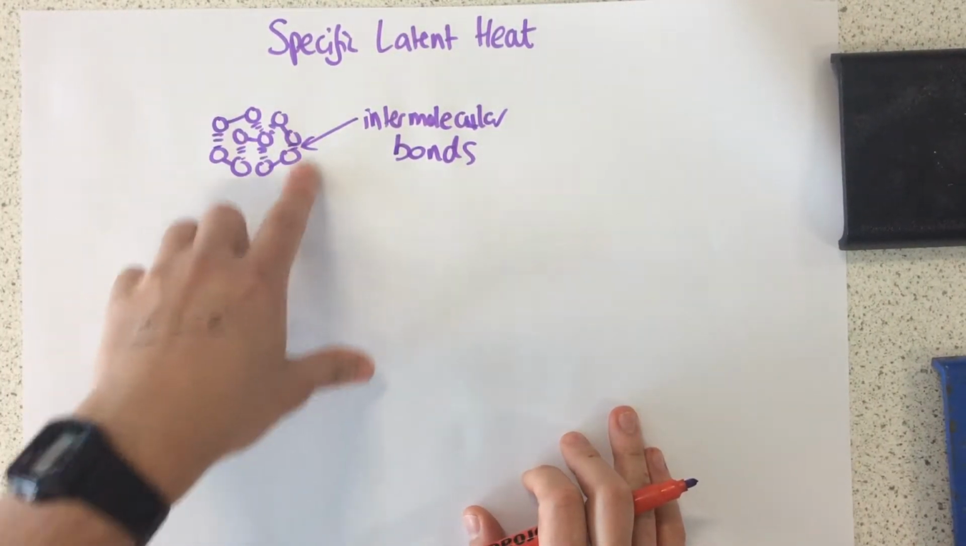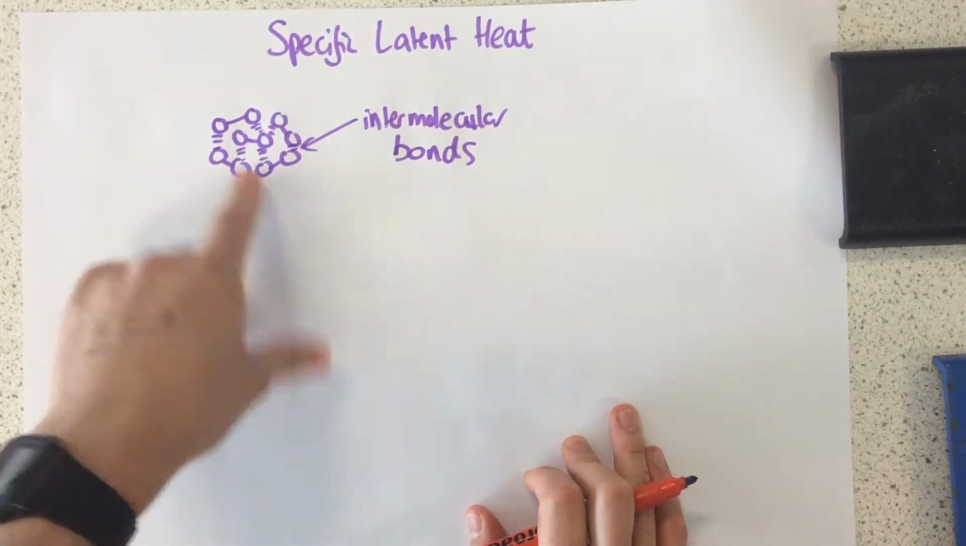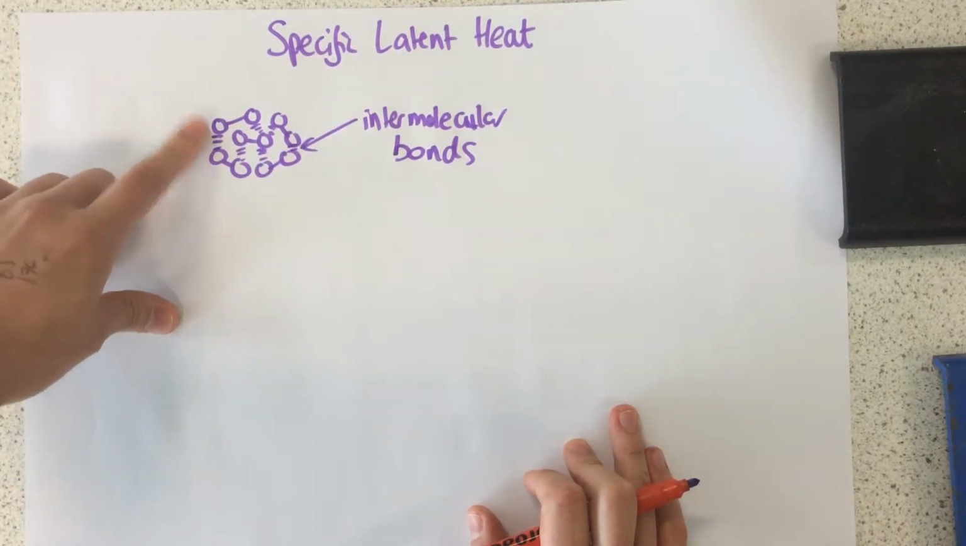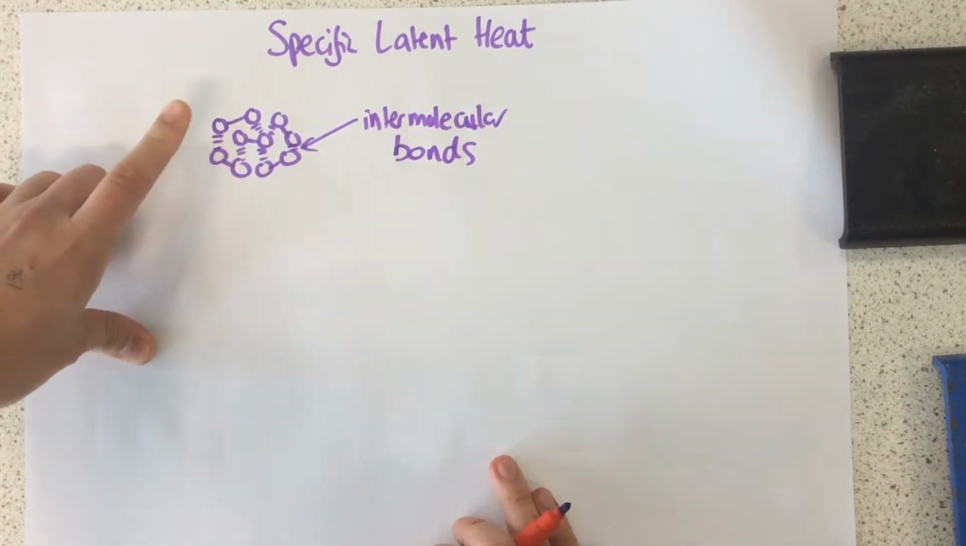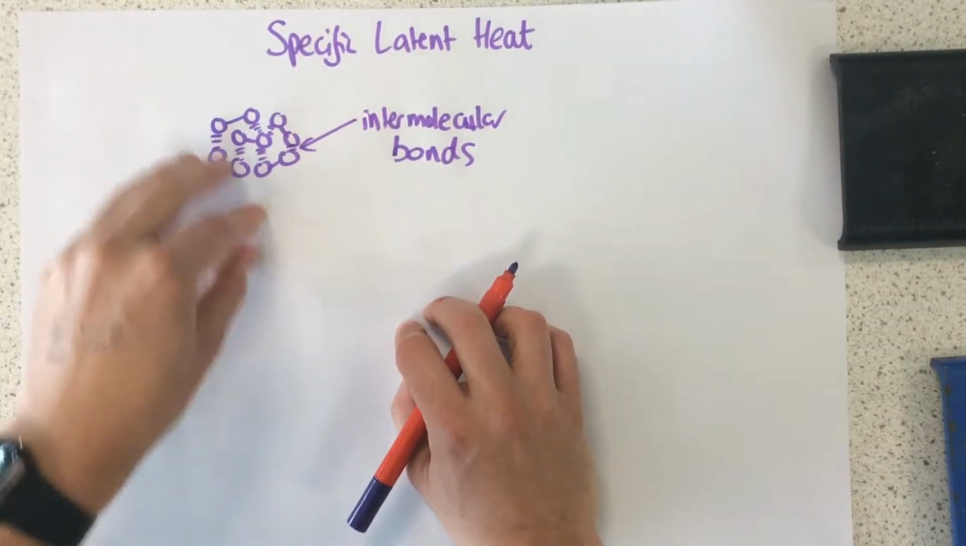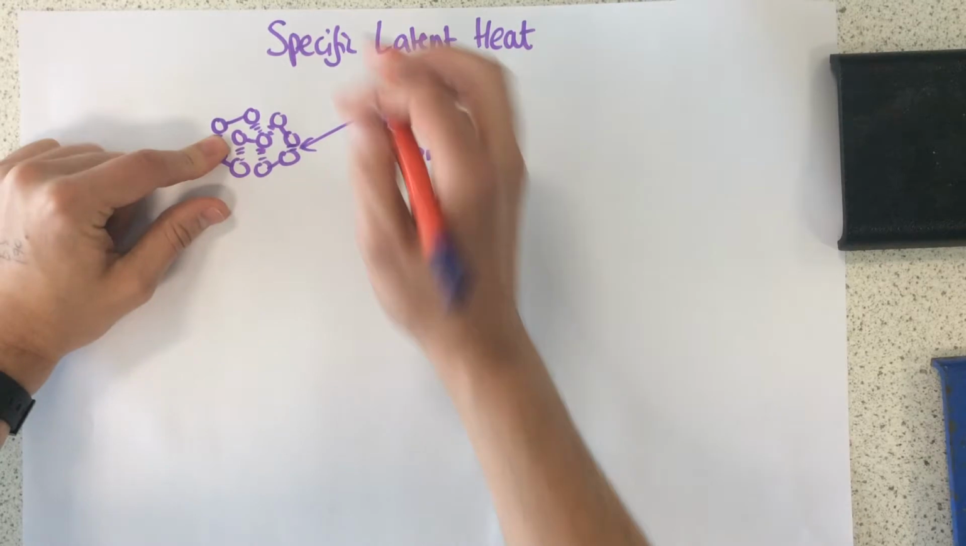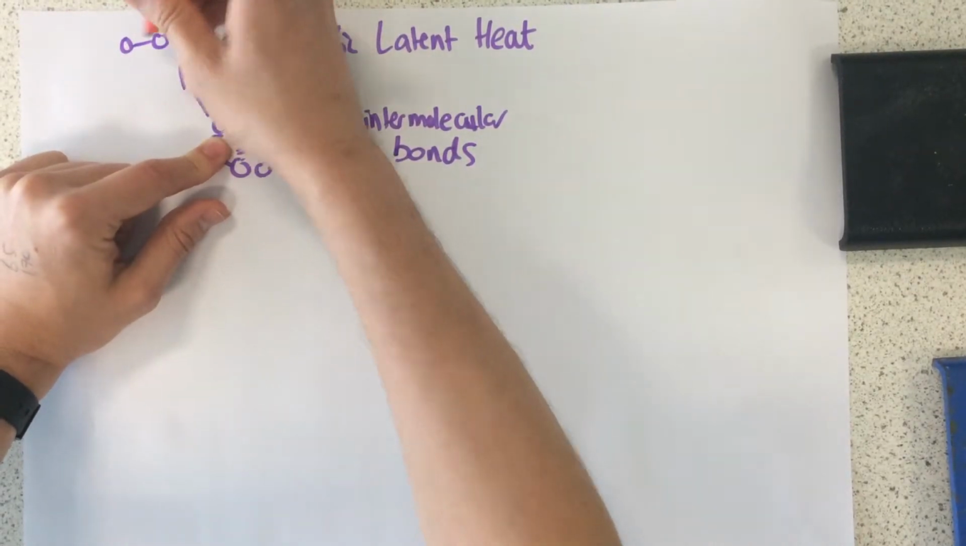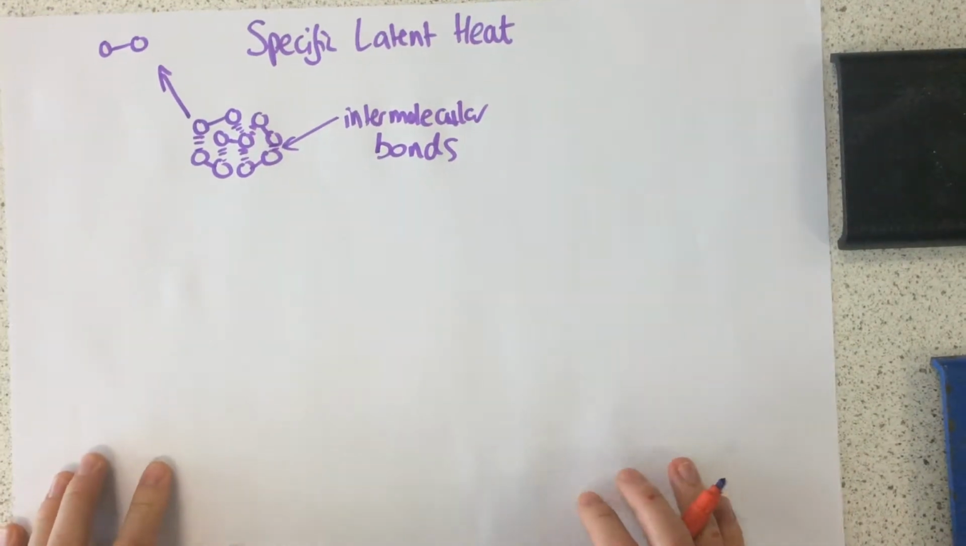Let's say this was a liquid here. In order for this liquid to turn from a liquid to a gas, I'd need to break these bonds. And energy is required to break these bonds. So I need to heat it up, put thermal energy in, and break these intermolecular bonds so this can turn from a liquid to a gas.